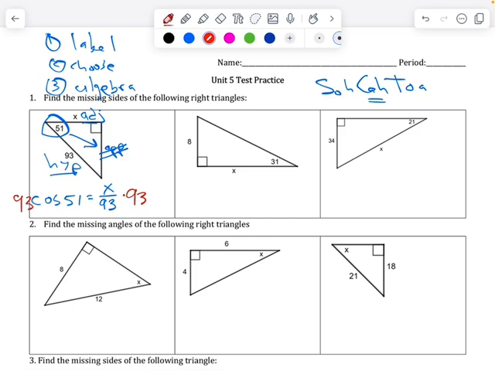Now in this one, you have adjacent and opposite. So this is tangent. Tangent of 31 is equal to 8 over x. Now the trick on this one is that the x and the tan 31 are going to switch places. And so your answer is x equals 8 over tan 31.